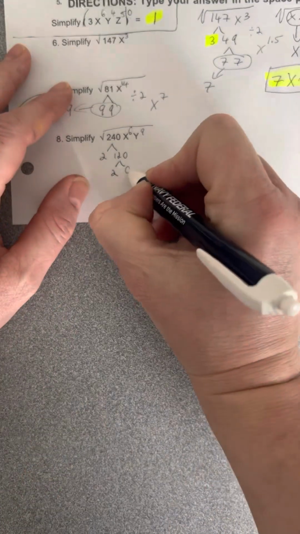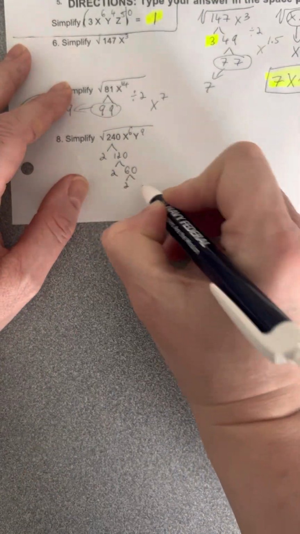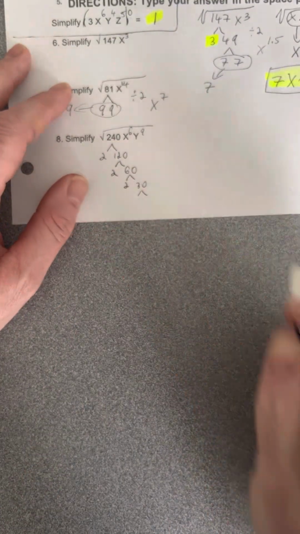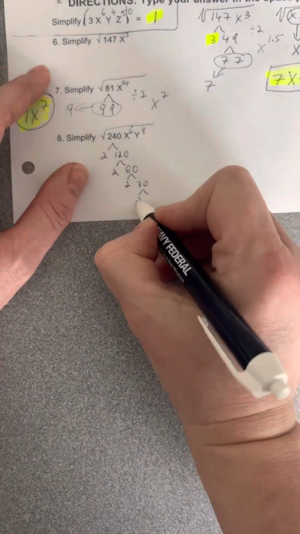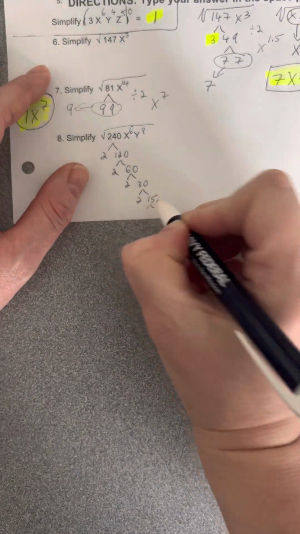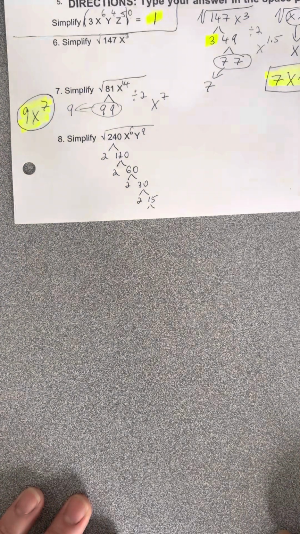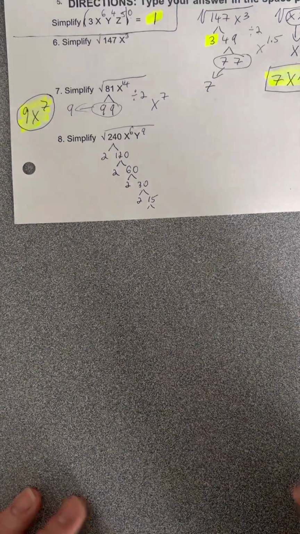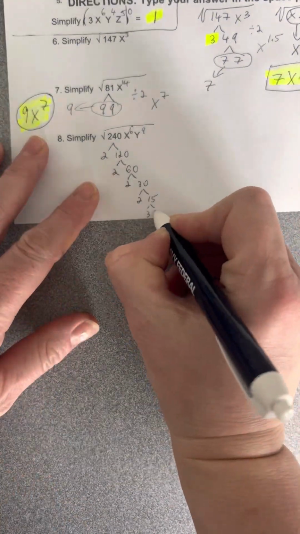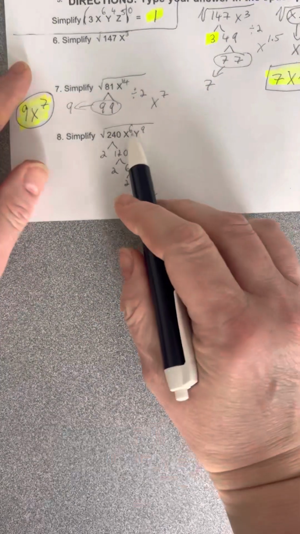It's 60. 60 is still even. I'll divide by 2. Gives me 30. Still 30 is still even. Divide by 2 gives me 15. Now 15 is odd. So anytime it's an odd number, I would start with 3. So 15 divided by 3 is 5. Okay. Now let's look at our x's.